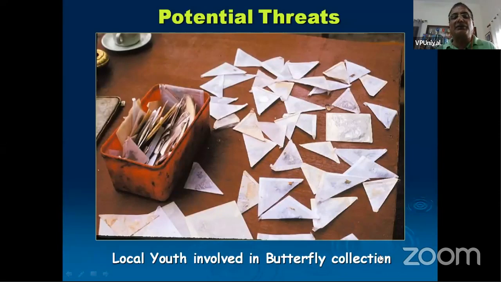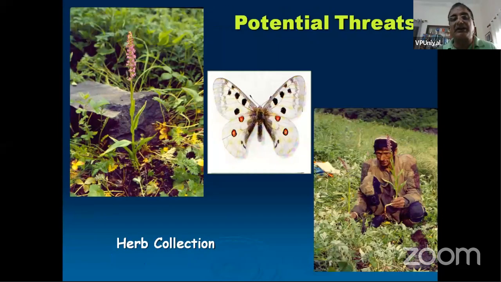Some of the things, how the people are collecting this butterfly, I just observed, the trade is going on. People are collecting those butterflies and putting them in this triangle and selling in the market also. This is one of the very serious potential threats to these pollinators.